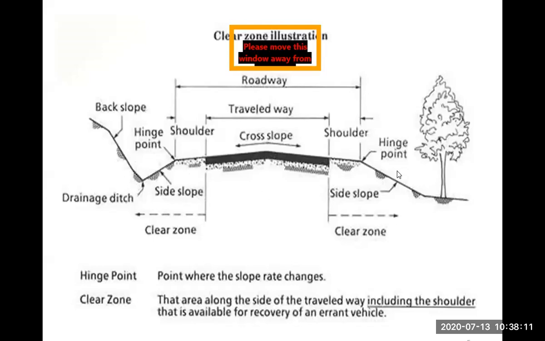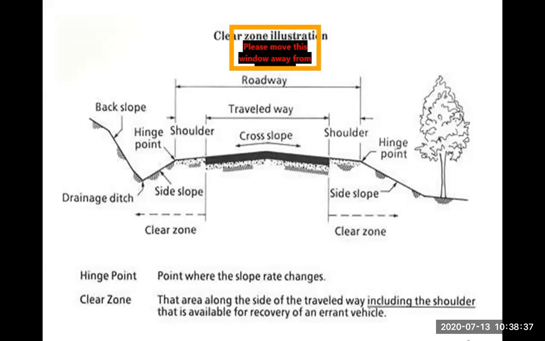So what is this hinge point? It is being written here. A hinge point is nothing but the point where the slope rate changes. For the shoulder we have one slope, and at the side slope you see a very steep slope. So the slope changes at that particular point, and we call it the hinge point.